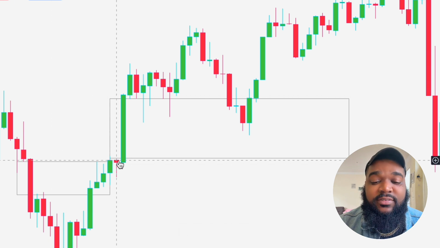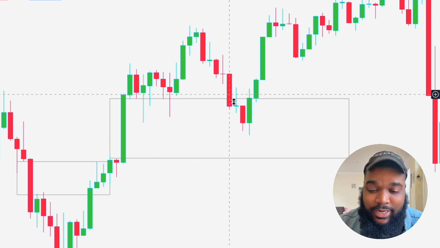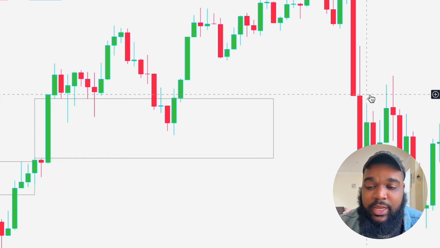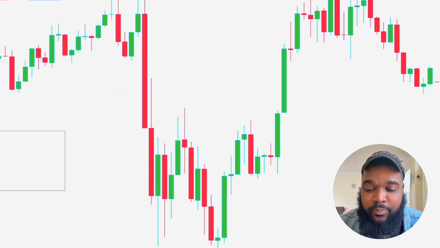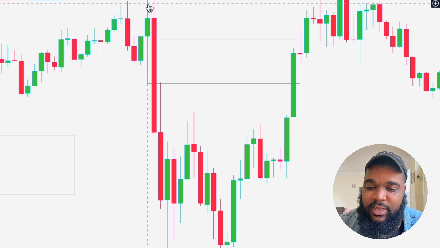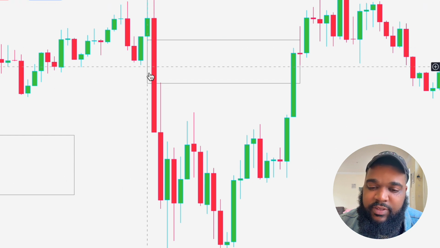And so price left a fair value gap, and then it came back, got some of the money that was in here, and then pushed off of it. Literally the same thing right here. Price left a big old fair value gap. There's no way you're going to have a big old fair value gap like this, pushing down that much and leaving that much money behind.